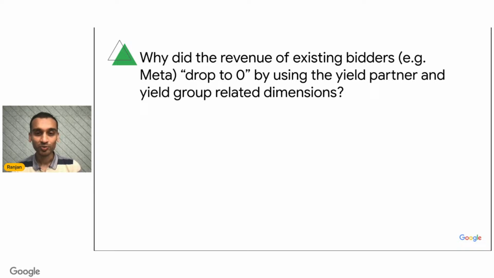Then why did the revenue of existing bidders drop to zero by using the yield, partner, and yield group related dimensions? So also, as we talked about in the presentation, yield group and yield partner related dimensions and metrics in Ad Manager historical report will no longer apply to bidders using proprietary SDKs. So use demand channel and bidder dimensions, and then metrics such as total impressions, total CPM and CPC revenue, etc. instead.